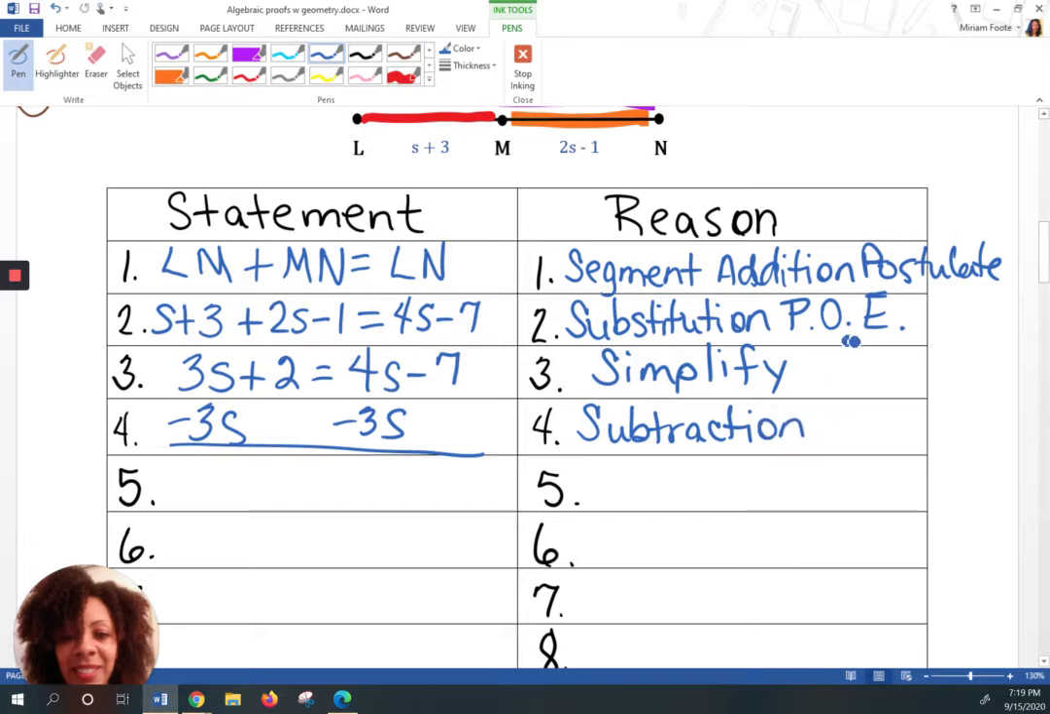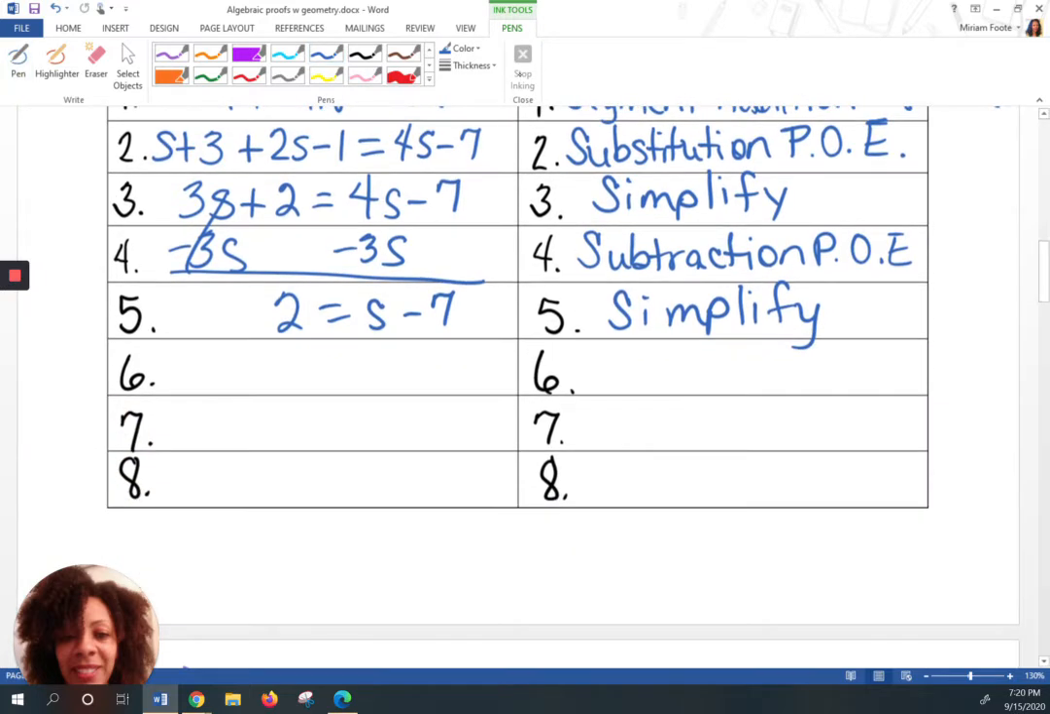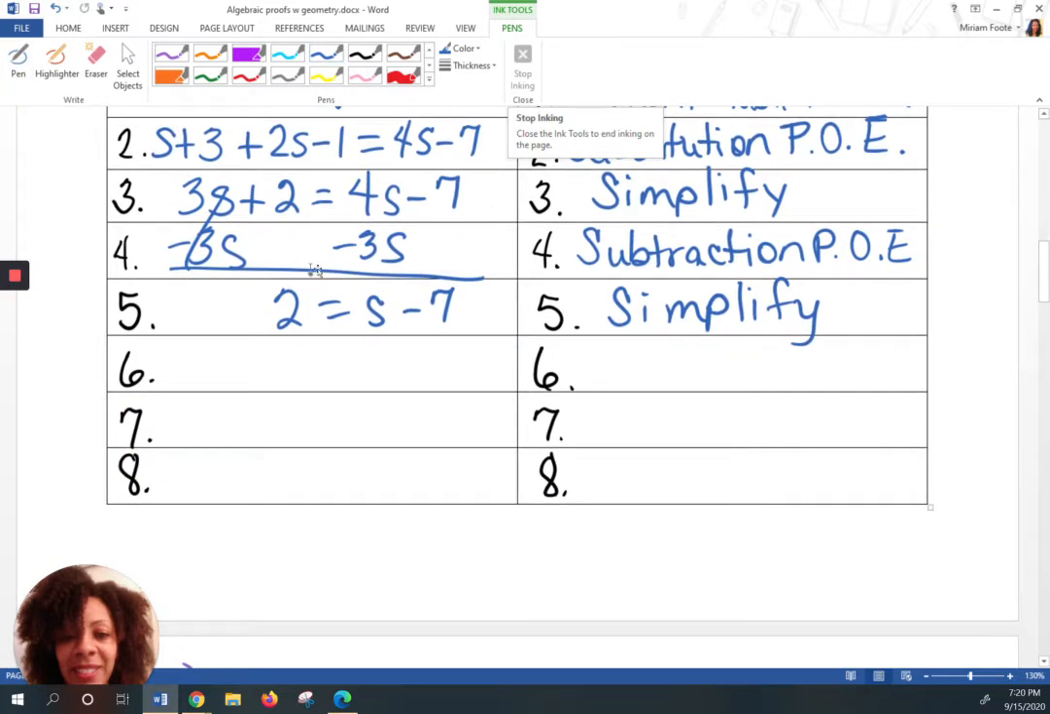And I'm just going to abbreviate property of equality because again, I have an equal sign. And now I just bring down what's left over. 2 equals 4 minus 3s is simply s minus 7. Well, what did I just do? I again simplified. So I write simplify. And algebraic proofs consist of just doing algebra. So that's what I'm doing right now.